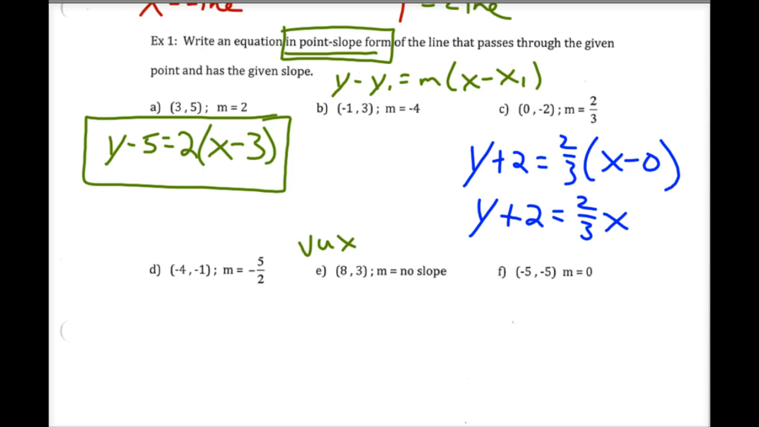Is anybody smart enough to write the equation? It took a while last period to get it. Be impressive, everybody can get it. Angie? I put y minus.